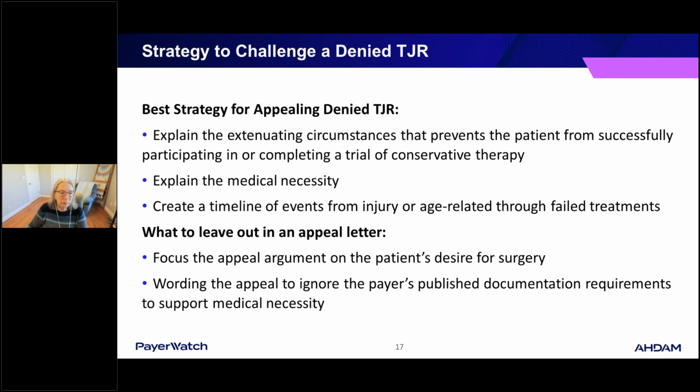You should develop a timeline of events if the joint surgery is around a recent past injury. But if the advanced joint disease is due to a past injury, again, failed therapeutic treatments and any other extenuating circumstances that led to the patient not being able to comply or to fail conservative treatment should be documented in your appeal letter.